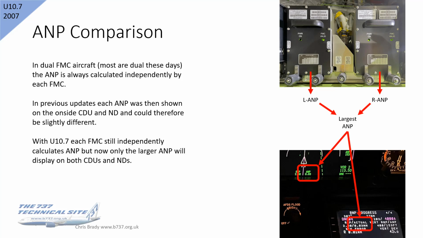I mean, they wouldn't be out by much, but for instance, if one was within limits and one was beyond limits, then what do you do? Anyway, Boeing and Smiths sorted this out, and what they said was, even though each FMC will still independently calculate RNP, only the larger figure will be displayed on both CDUs and NDs. So that's good for us. It's on the safe side, and it takes that element of doubt away about what we do in this situation.